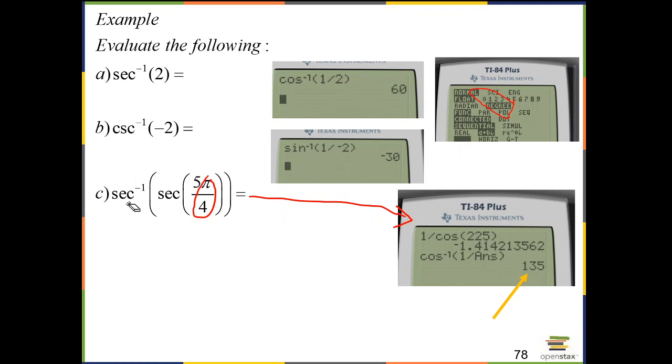And then secant inverse, what do we do with the calculator for secant inverse? We use cosine inverse of 1 over this. So I put cosine inverse of 1 over the answer. The answer is this number. And I got 135 degrees.